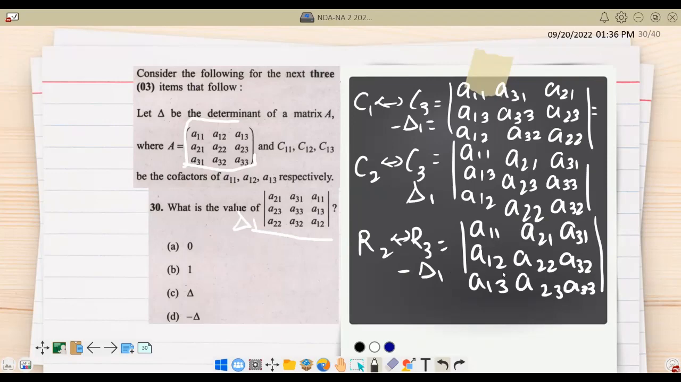Now see this matrix and our given matrix A. Both are the same, only the transpose. If we take the transpose, we get the same determinant value. So nothing changes when we take the transpose; the determinant value will be the same. So minus del 1 equals del. So the value of this determinant, del 1, is equal to minus del. So the answer is D.